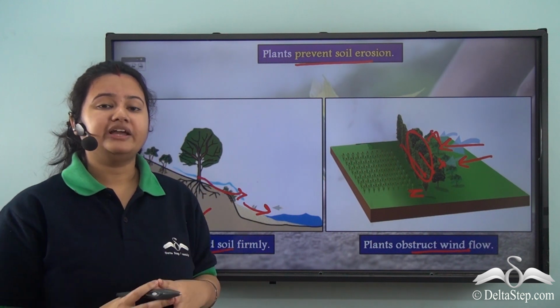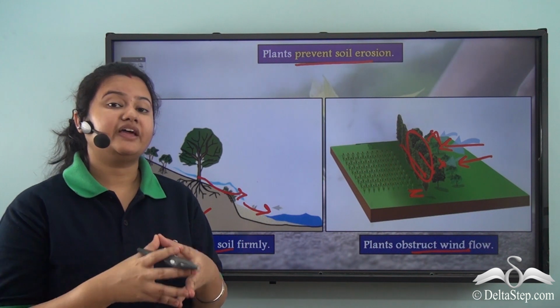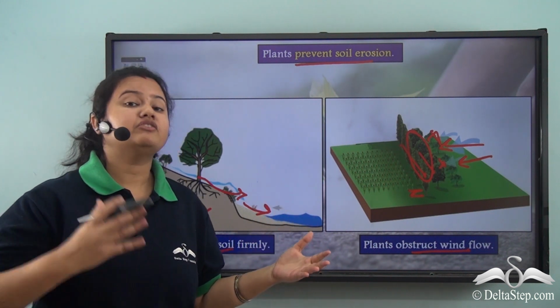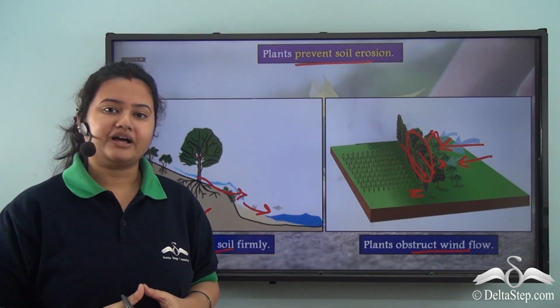So, here we find that plants are the true assets of the environment, and therefore to protect the environment we must plant more trees and we must protect these plants.